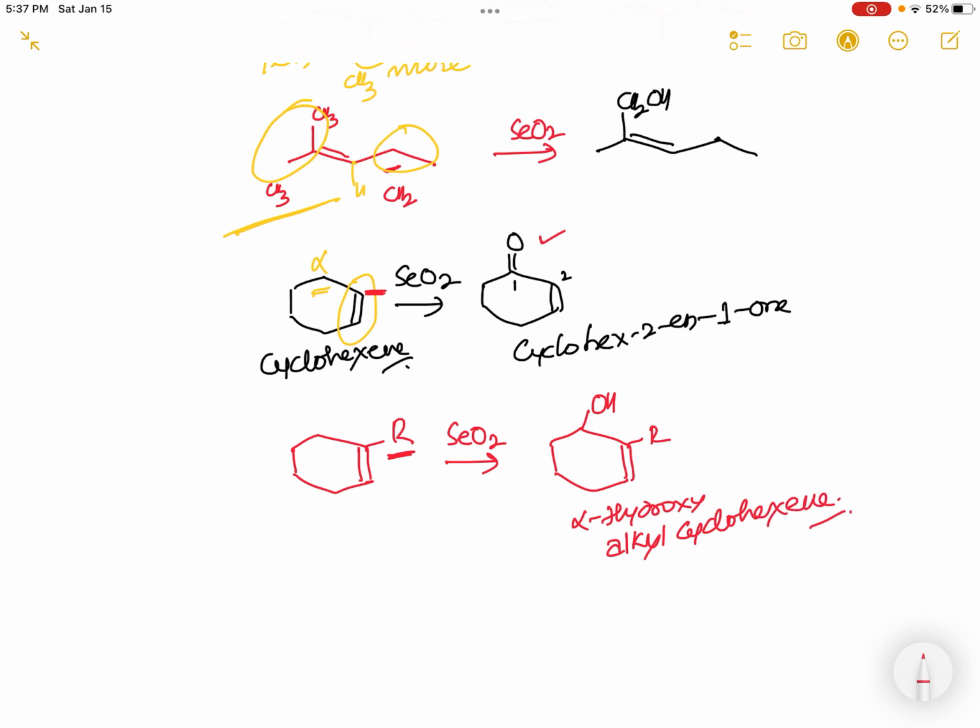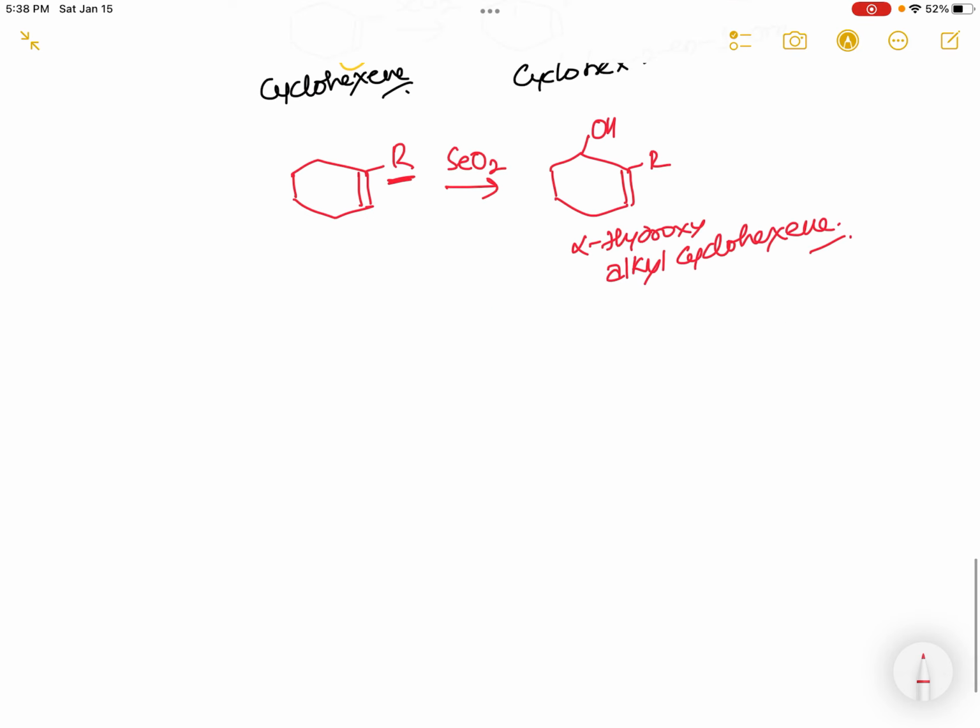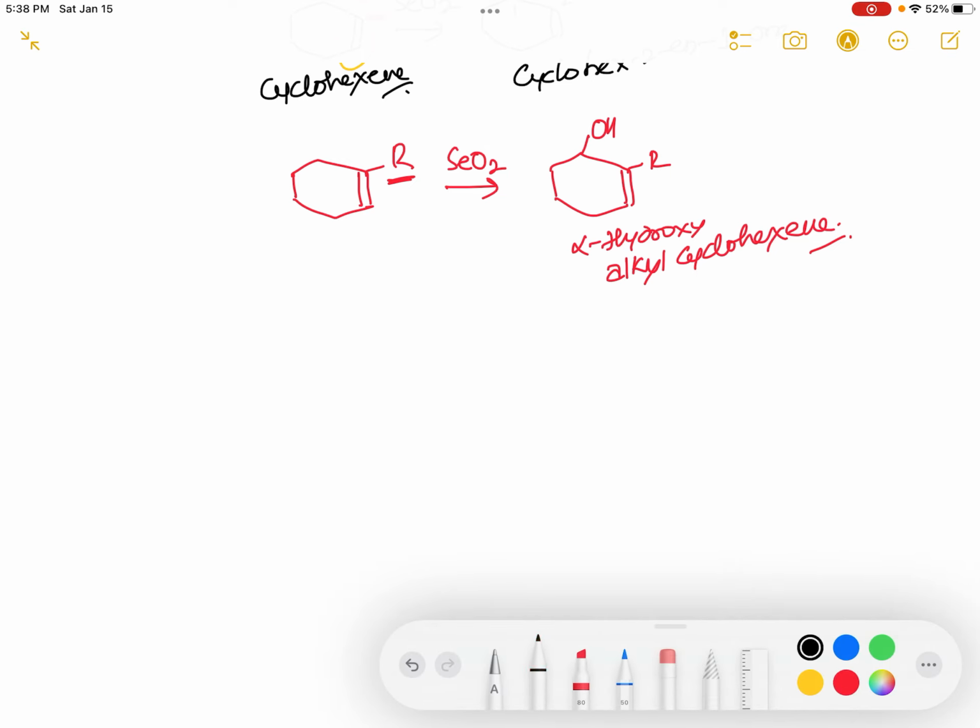Alpha hydroxy cyclohexene is one very special case. And one double bond case is also there, which is again very special. Terminal double bonds are oxidized to primary alcoholic groups along with allylic migration of the double bond.